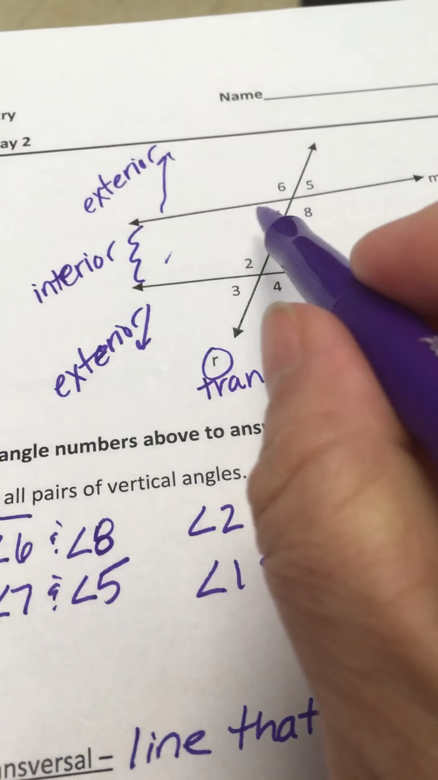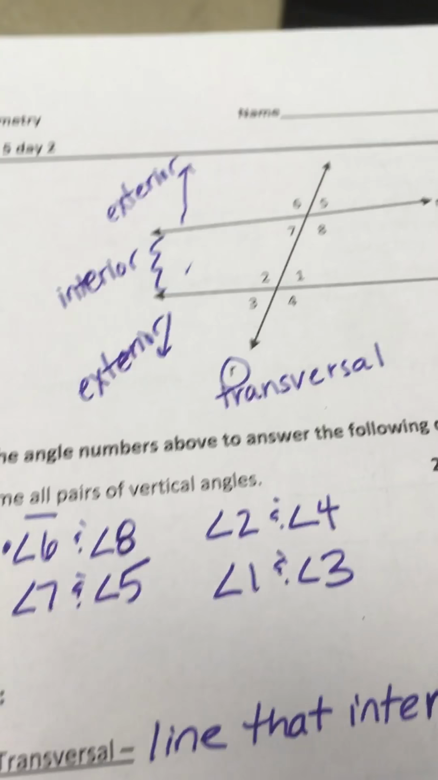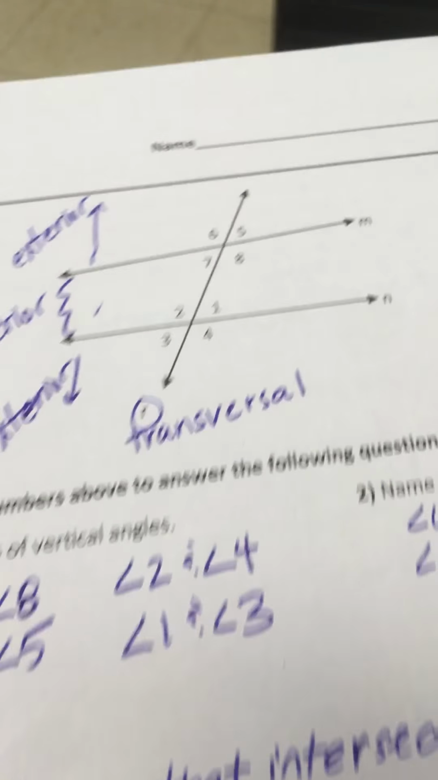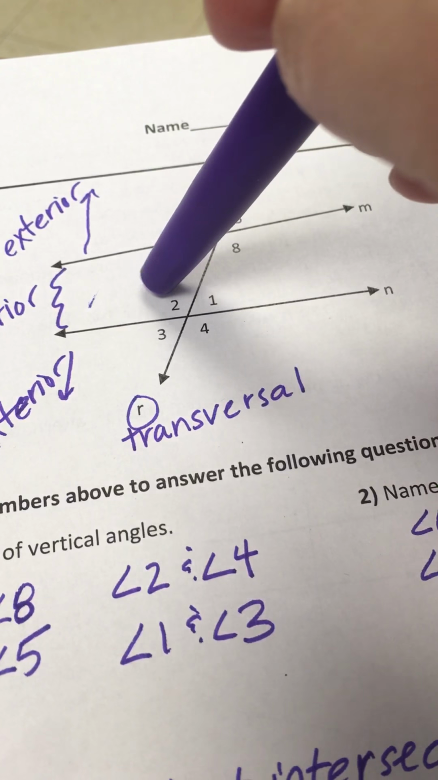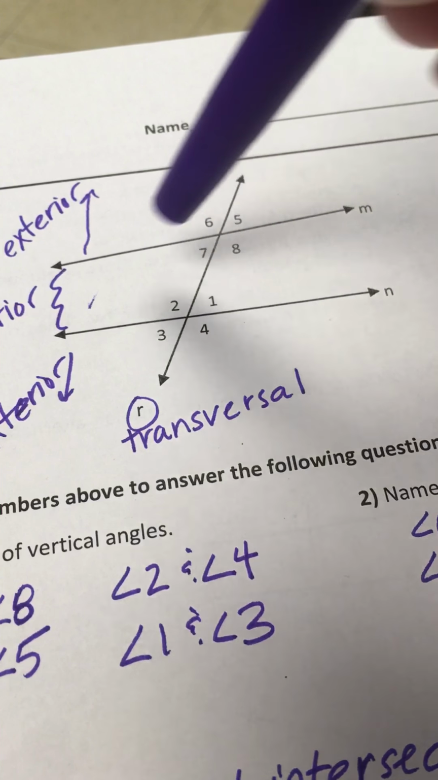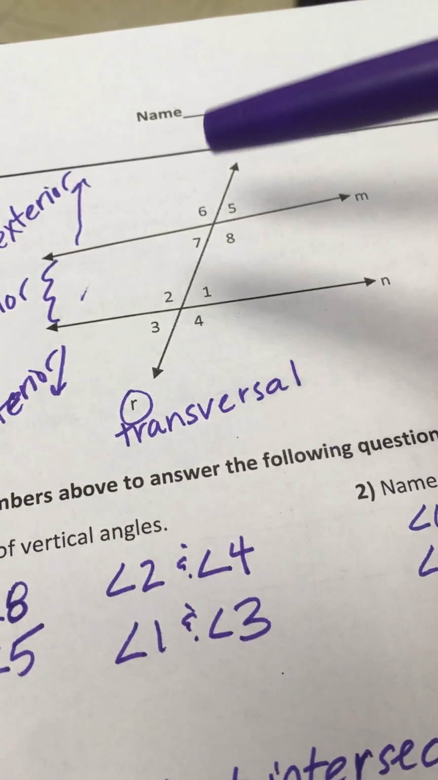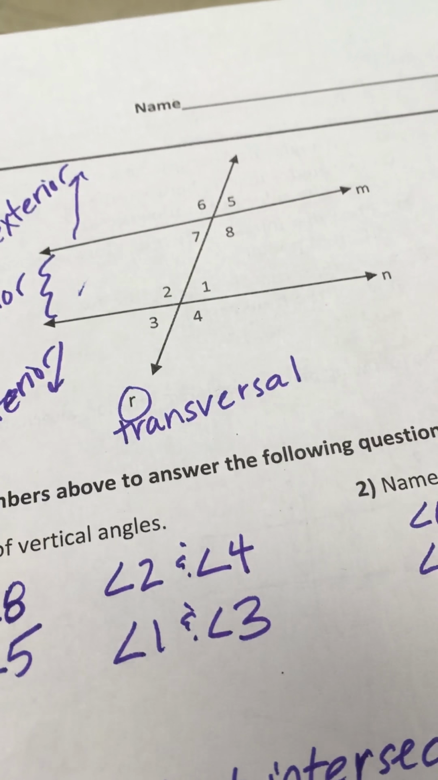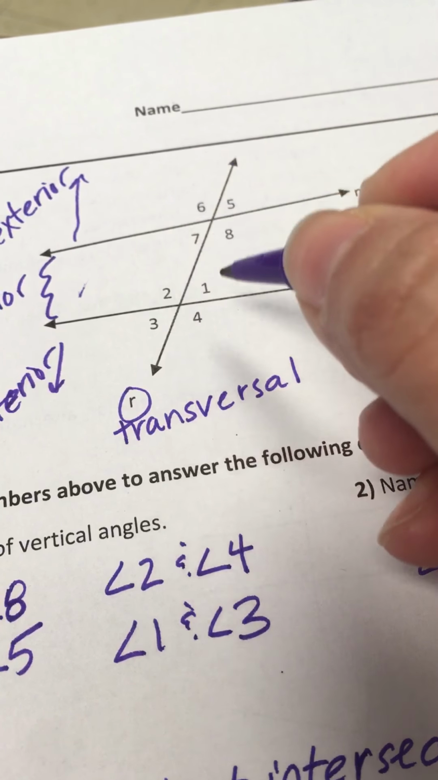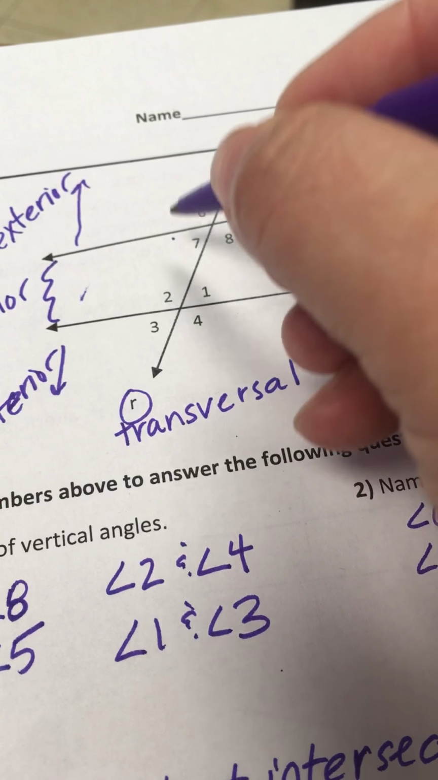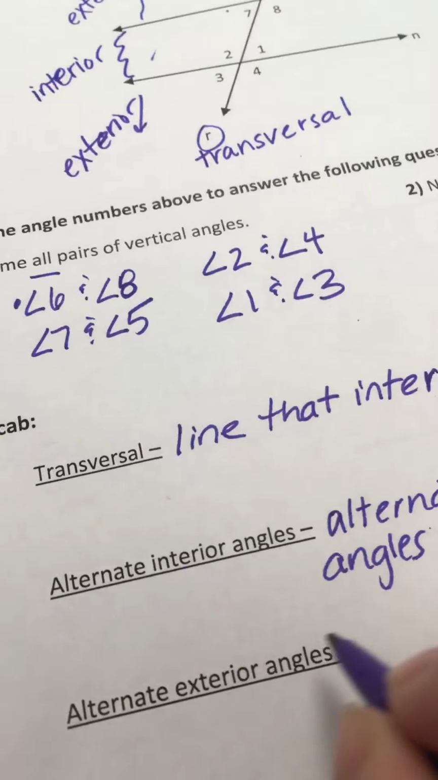7 and 8 we already named as supplementary, and while they are adjacent and next to each other, alternate interior angles have to be one on one side of the transversal, one on the other, alternating. Both interior, but they cannot be next to each other. So they kind of jump over, they go across. So angle 7 and angle 1.